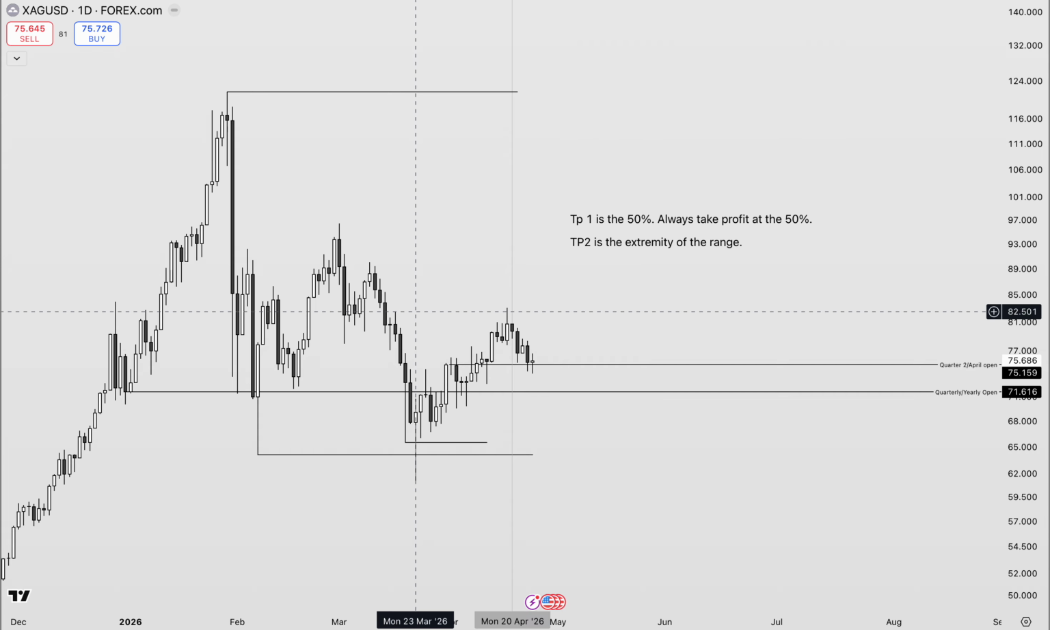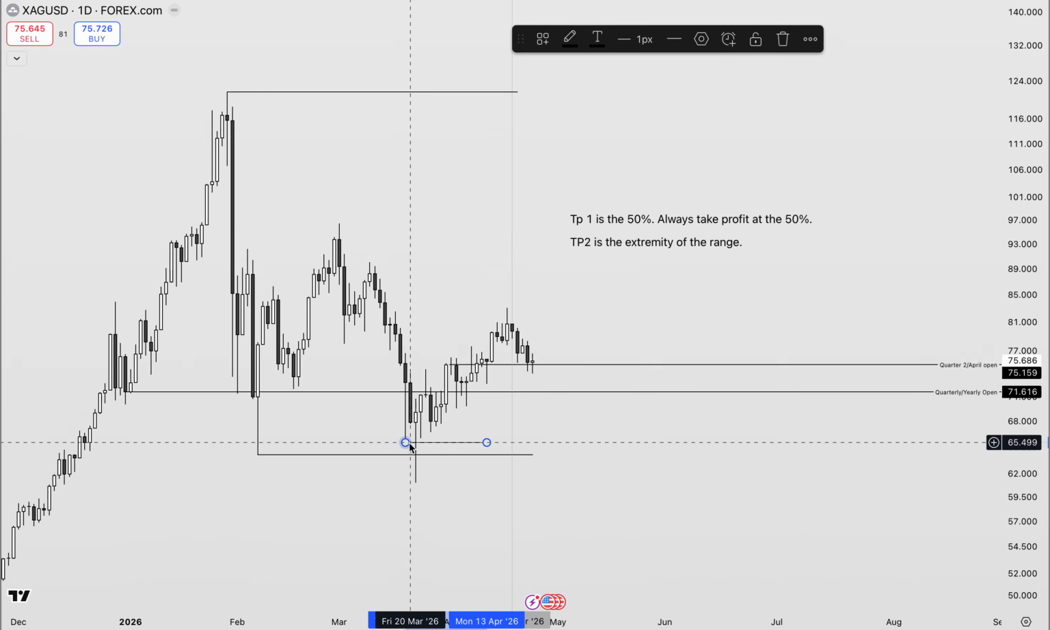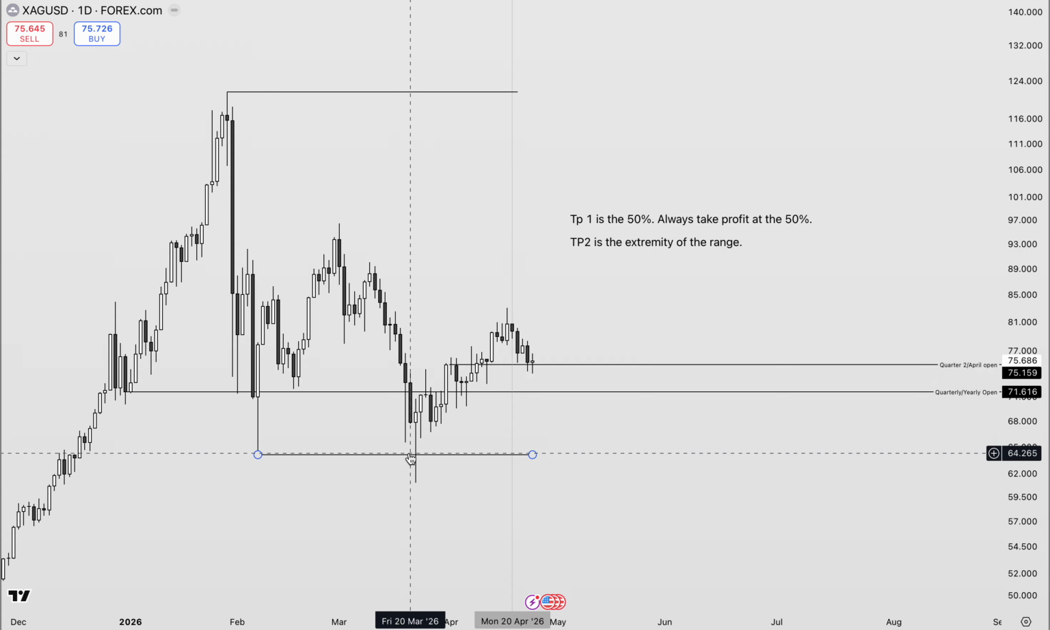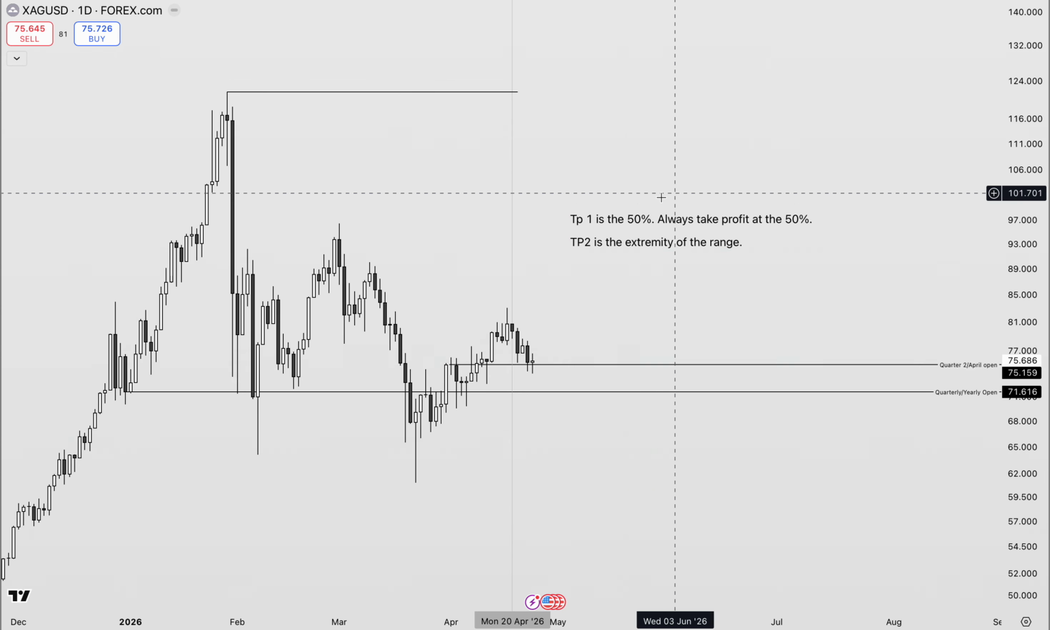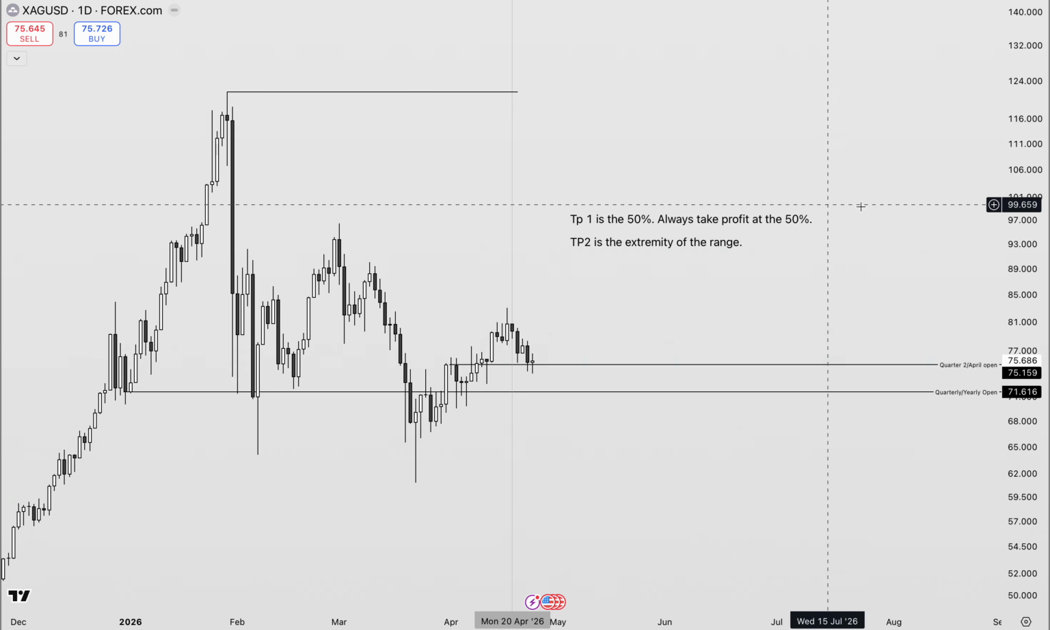Okay? It's going to take a lot of experience to be able to have conviction to hold through the 50%, but for beginners and people who are just now trading ranges, follow this right here, and don't follow away from it.